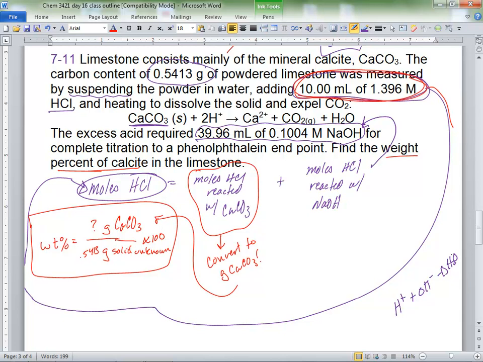So the only way to get the grams of calcium carbonate is to work backwards. I started with the weight percent just to show that we needed it, and then we get the moles of calcium carbonate from the moles of HCl that reacted. The only way to get that is to recognize the total moles of HCl and the excess. There's no shortcut.